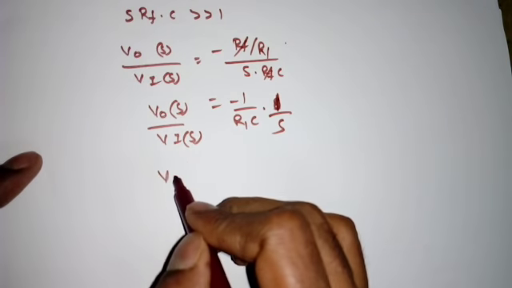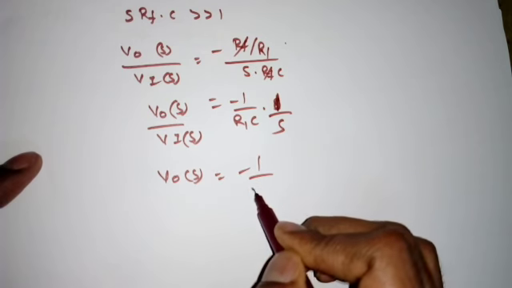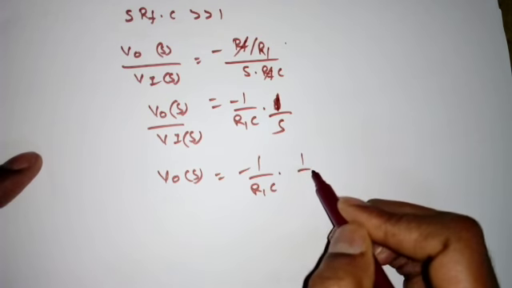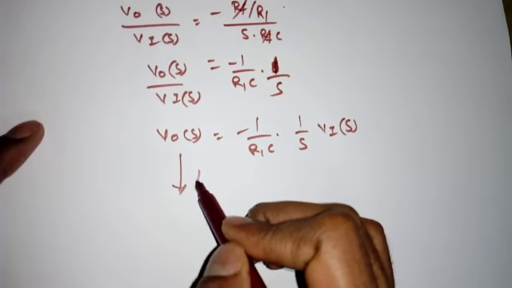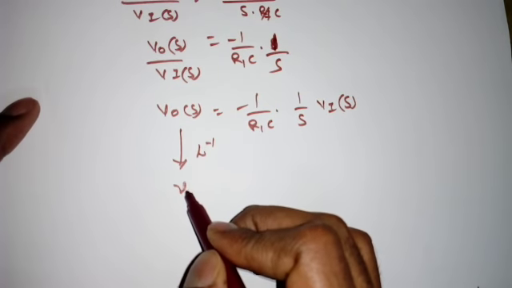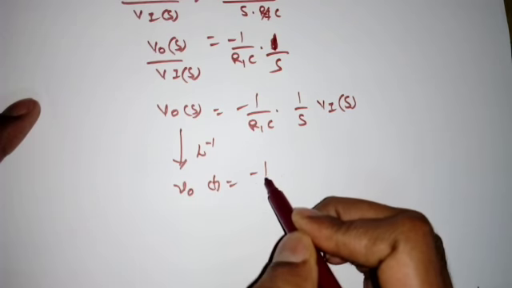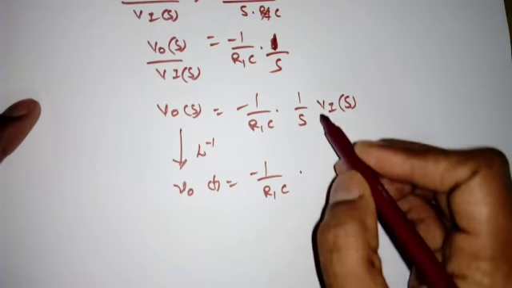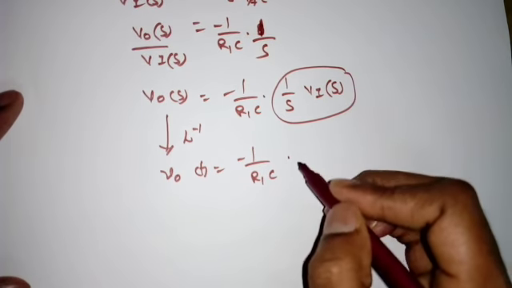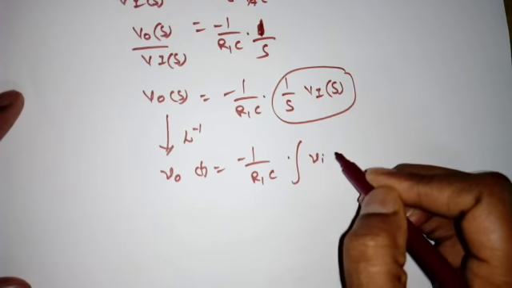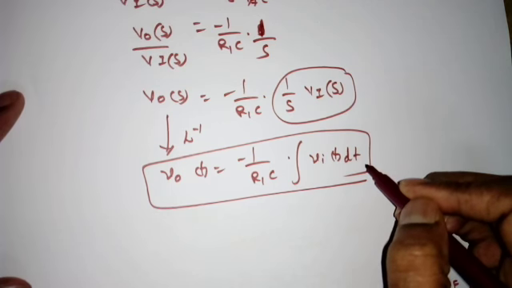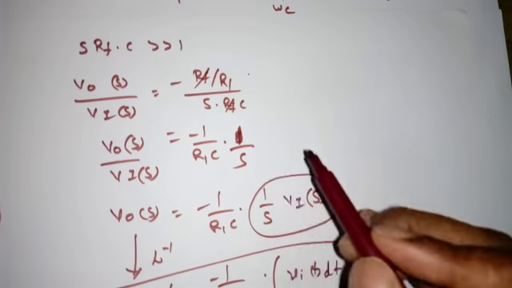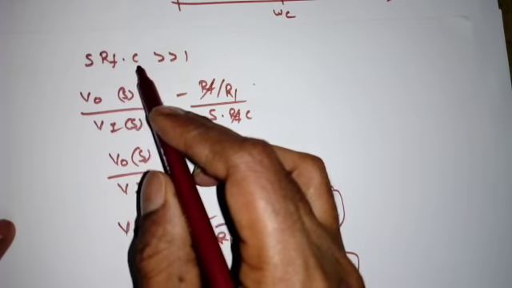So V0 of S will become minus 1 by R1 into C into 1 by S into Vi of S. Now if we take the inverse Laplace transform, then it will become V0 of t is equal to minus 1 by R1 into C, so 1 by S into Vi of S, so integration of Vi of t dt.